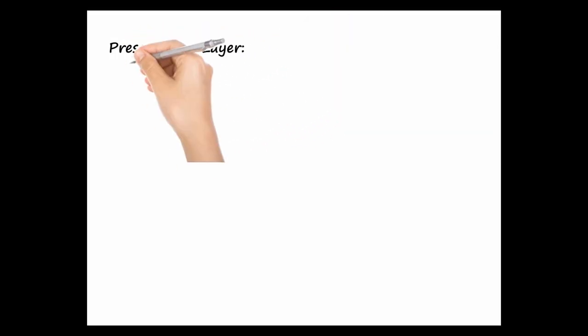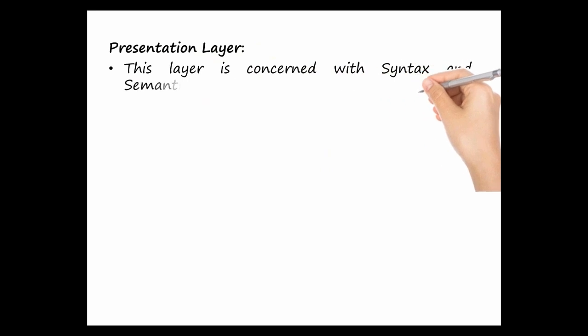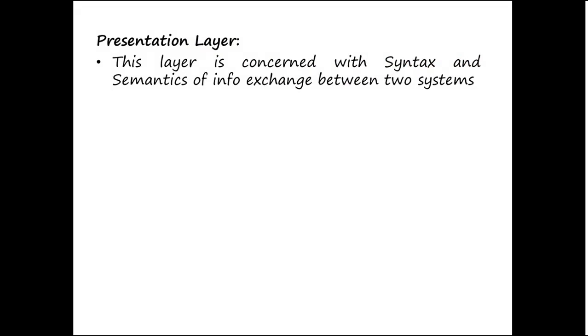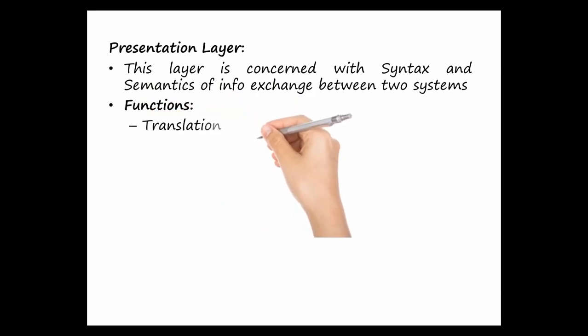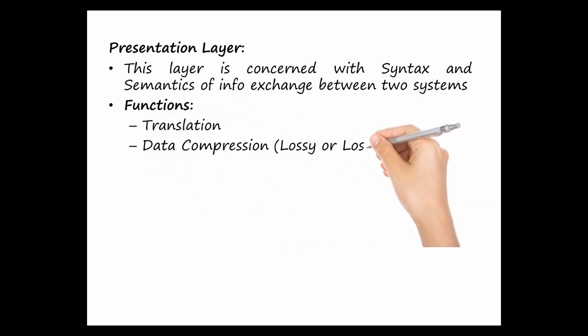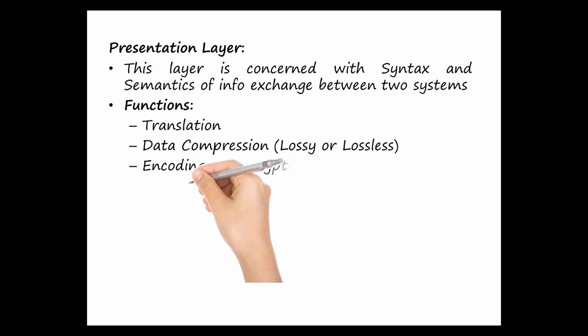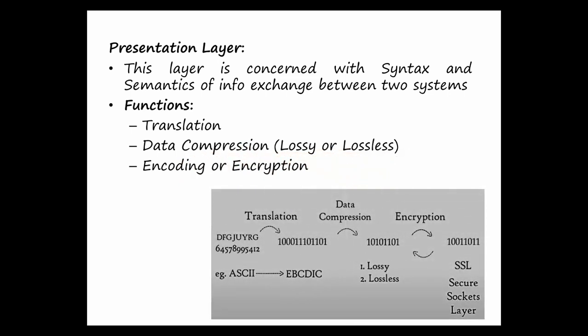Presentation layer. This layer is concerned with syntax and semantics of info exchange between 2 systems. Functions of presentation layer: translation, data compression, lossy or lossless, encoding or encryption. In the diagram, you can see that information entered by the user is translated into machine-understandable language. Then data compression is applied to reduce the size of data, and last, encryption is applied to secure the data.